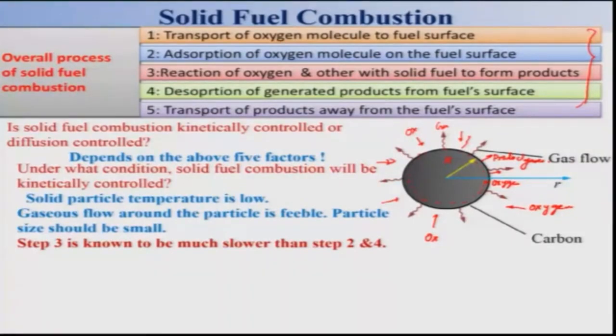As a result, the reaction of oxygen and other gases like carbon monoxide with the solid fuel will be much slower as compared to the adsorption of oxygen molecules on the fuel surface and the desorption of generated product from the fuel surface. That means this is a very fast process. The slower process is your reaction. Therefore, it is kinetically controlled. And why is it occurring? Because the particle size is small and the velocity around the particle is not much. And of course, the particle temperature is quite small as compared to the other cases where diffusion control combustion will be taking place.